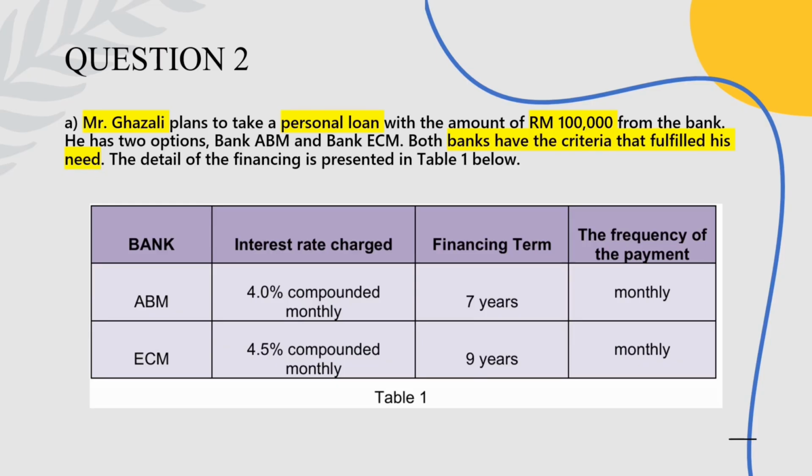I'm Nur Hazika, and I will present our final question. For the question number 2, we know that Mr. Ghazali make 100,000 ringgit loan, but he didn't know which bank have the criteria that fulfills his need. Let's move to the calculation. For ABM Bank, K equals to 4%, M is 12, and T equal to 7 years. However, for the ECM Bank, K equals to 4.5%, M is 12, and T is 9 years.